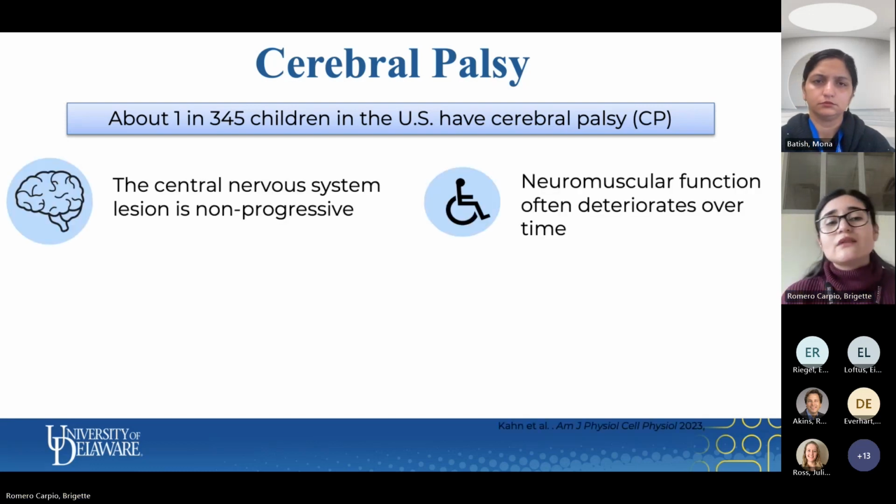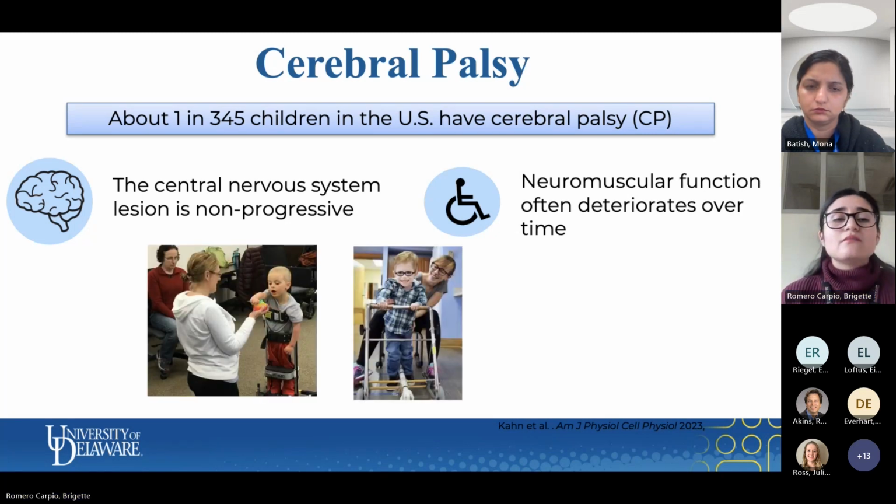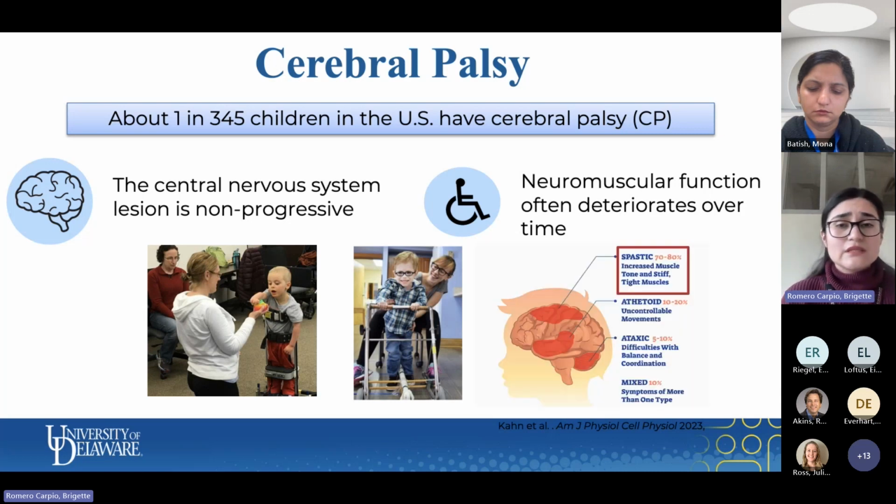And while the nervous system lesion is non-progressive, the neuromuscular function often deteriorates over time, leading to contractures, spasticity, and weakness. The reason why children with CP often require ongoing physical therapy and even surgery to reduce the pain that is caused by these contractures. Currently, there are 4 different types of CP.